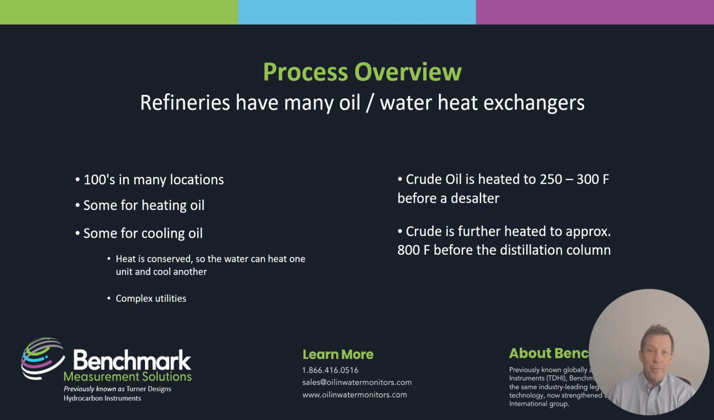In general, in the crude unit, the crude oil is heated up to between 250 and 350 degrees Fahrenheit before the desalter. After the desalter and before distillation, that crude oil is further heated to up to about 800 degrees, depending on the type of oil and the type of refinery and how the process is operated.